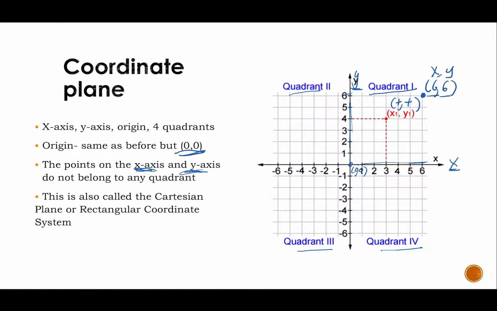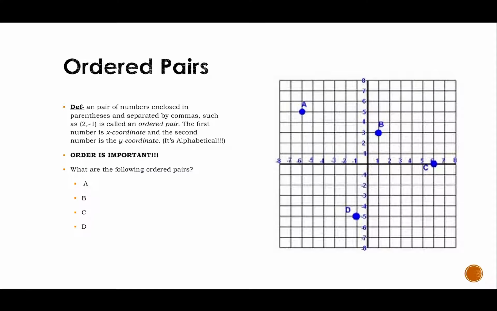X comes before y. In quadrant 2, x is negative, but y is positive. In quadrant 3, everybody's negative. And in quadrant 4, y is negative, but x is positive. So let's work on identifying some points in the coordinate plane.